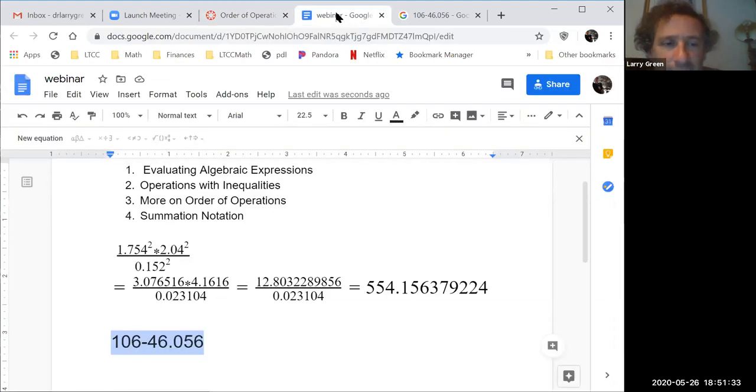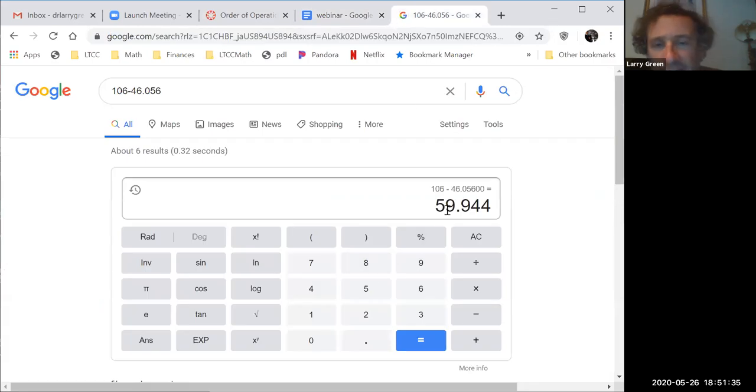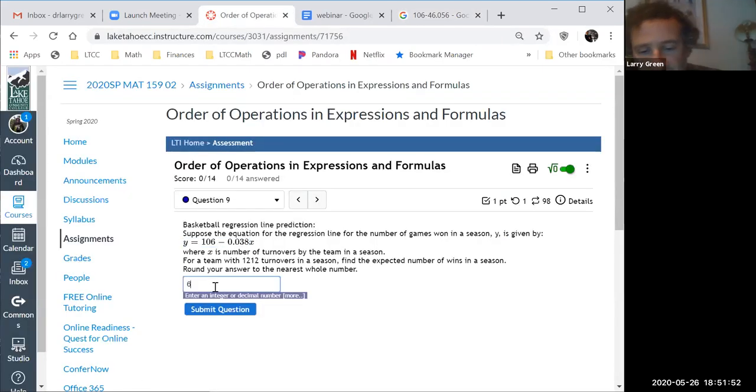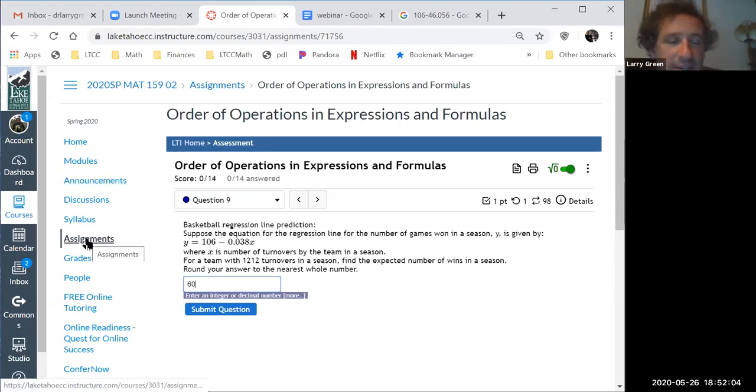So what we get is how much? If we round to the nearest whole number. So what do we get? 60, good. So the answer is 60. Any questions at all? Any questions at all on this example? Okay, if there's no questions, let's go to the last assignment that you have to do this week.